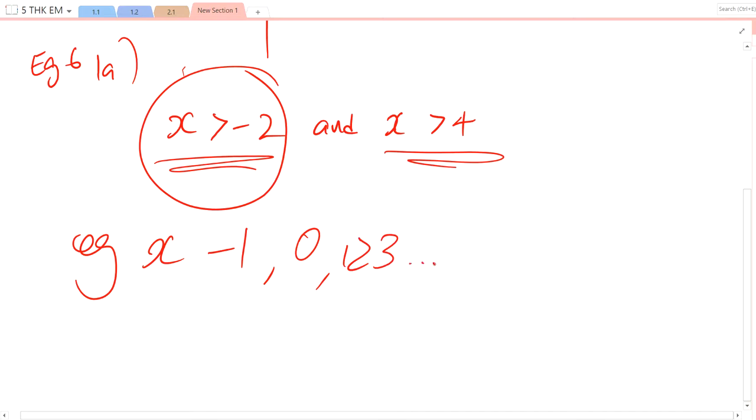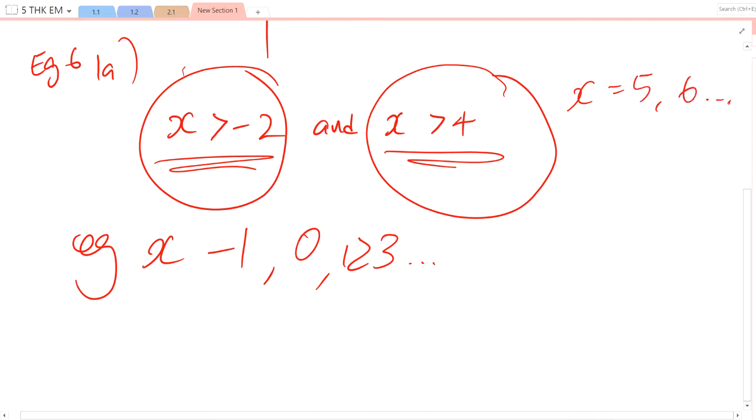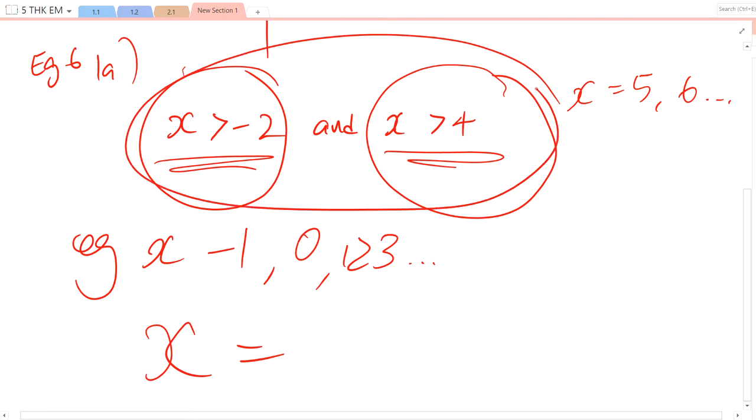Okay, all sorts of numbers, right? Can you give me examples of numbers over here that satisfy the inequality on the right? Okay, x equals 5, 6, and so on, right? What about now? Give me a value of x that satisfies both of them at the same time.